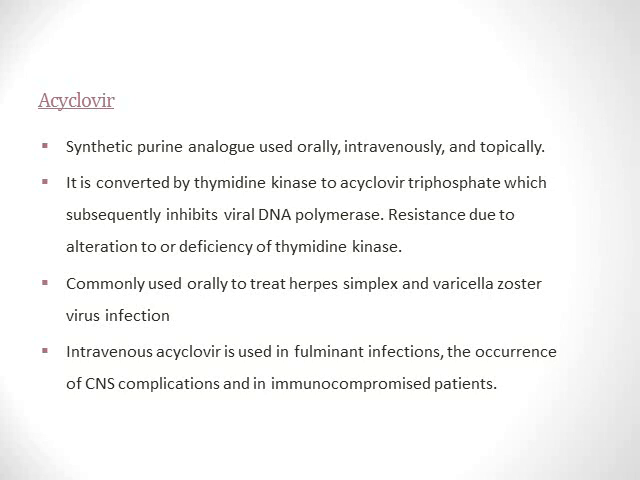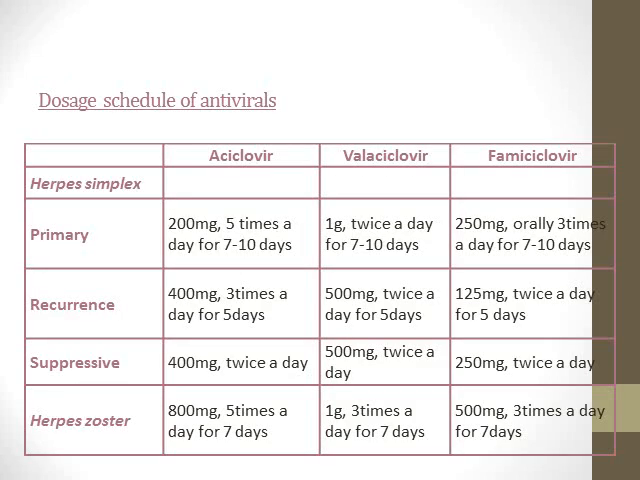So acyclovir is the commonly used one. It is a synthetic purine analog and can be given in various forms. It's converted by thymidine kinase to acyclovir triphosphate, which subsequently inhibits the viral DNA polymerase. Commonly, oral acyclovir is used to treat herpes simplex and zoster infection, that is varicella zoster. Intravenous is used in fulminant infection, and especially when there is CNS involvement in immunocompromised individuals.